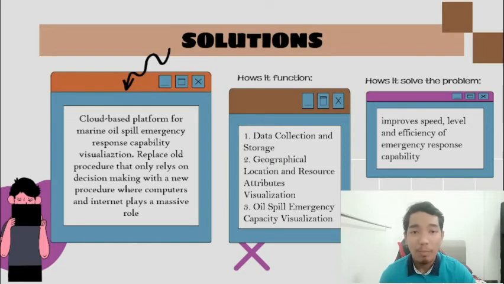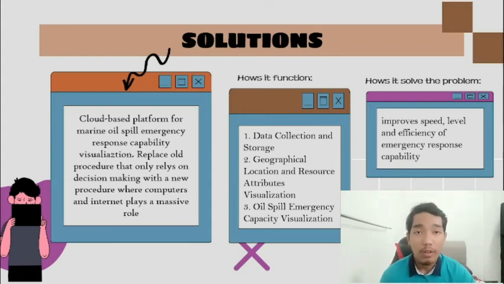Hence, a cloud-based platform for marine oil spill emergency response capability visualization was introduced. This platform replaced the old procedure that only relied upon decision making and instinct with a new procedure that relies upon computers and the internet, where they play a massive role in coping with the situation. The platform offers capabilities of oil control, recovery, dispersion, adsorption, and removal in a certain period.